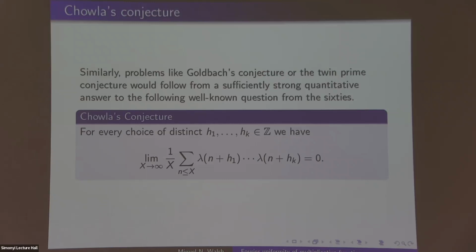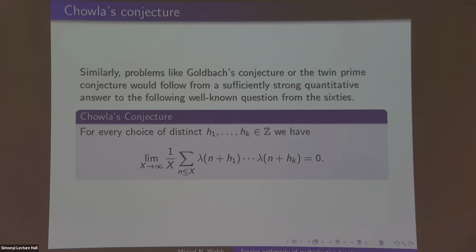What we're looking at is the average value of the sum from 1 up to x of the Liouville function evaluated at n plus h_1, times its value at n plus h_2, and so on until n plus h_k. So this expression should go to 0, and we're looking at the self-correlations of the Liouville function at certain shifts. Studying this kind of self-correlation is a typical topic for a lot of functions of arithmetic interest. In particular, if we had a sufficiently strong quantitative answer to this question, not just that it goes to 0, then that should be enough to deduce these questions about primes.